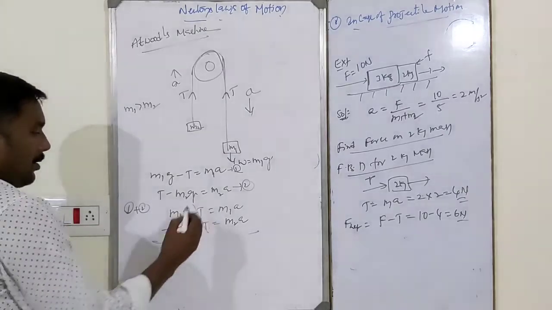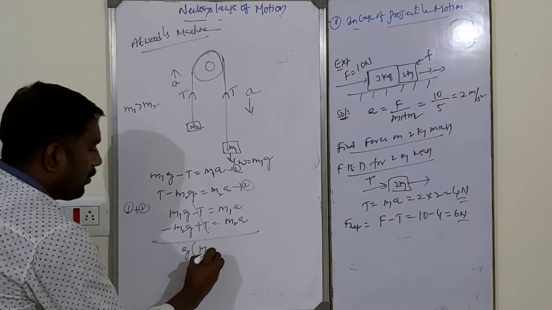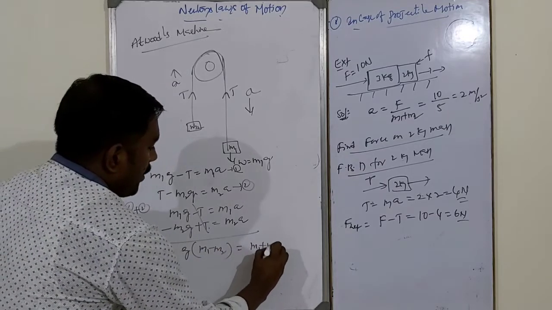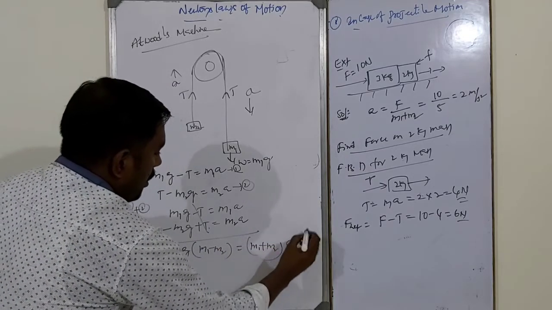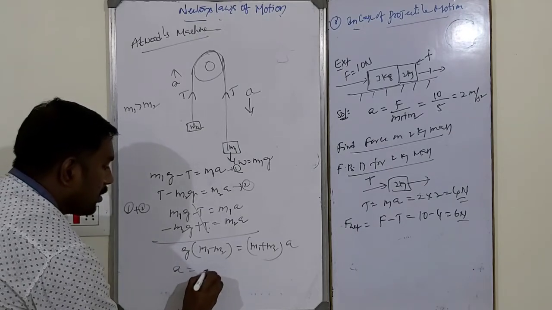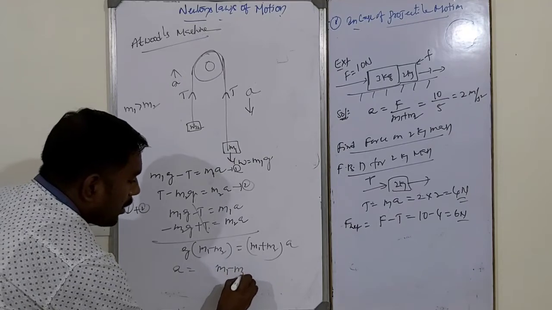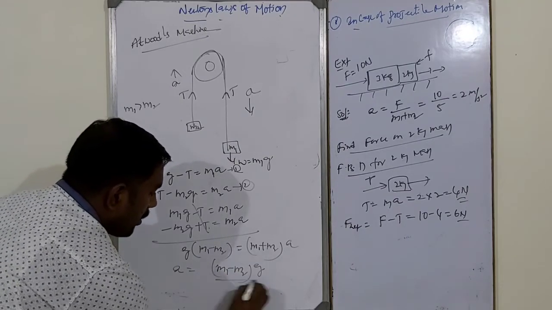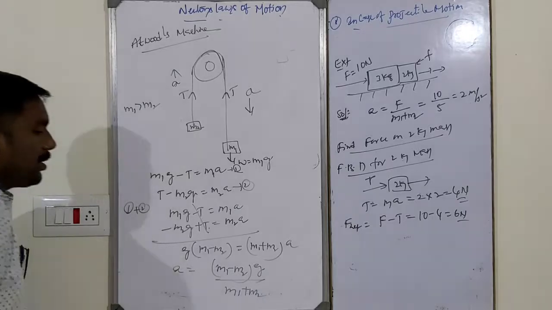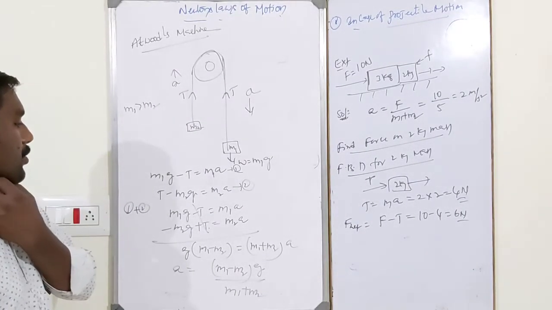Okay, T cancels out. So in this case, G will be common: M1 minus M2 times G is equal to M1 plus M2 into A. I want the acceleration. Acceleration is equal to M1 minus M2 into G divided by M1 plus M2. This is the acceleration of the system, students. This is very important.